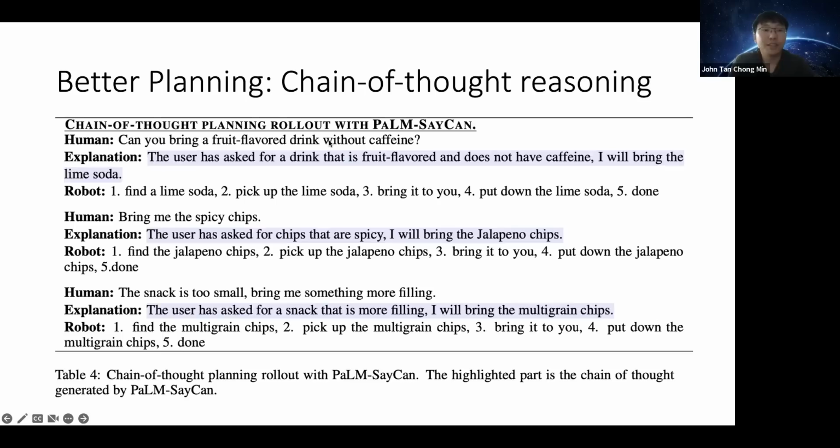This is one of the works that they have done to actually improve the performance. It's called chain of thought reasoning. So instead of just having the context or the goal and then the list of actions, what is done is they actually train the LLM to output an explanation, like fruit flavor without caffeine. Then you can say that drink that fruit flavor does not have caffeine, and then bring the lime soda. So this actually has been done in the PaLM model, where you try to explain some form of rationale or reasoning in order for the language model to pick up the right relations.